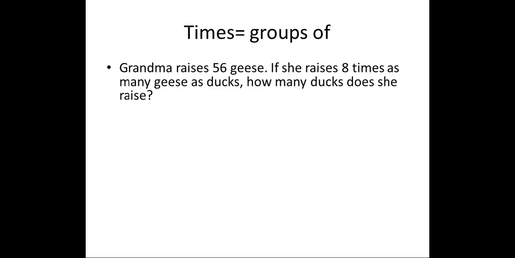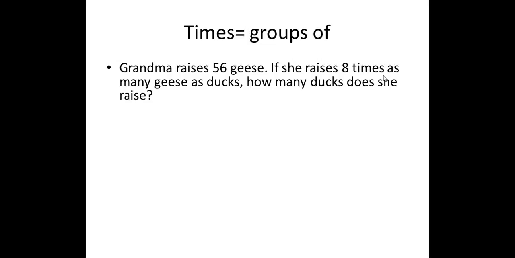Okay. Now let's look at more examples. Grandma raises 56 geese. If she raises 8 times as many geese as ducks, how many ducks does she raise? Now this time, times goes with as. Remember students, when the word times goes with as, then you have to use as to decide what is the amount in each group and the total amount in all the groups.